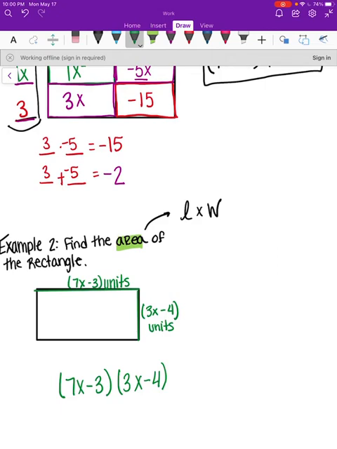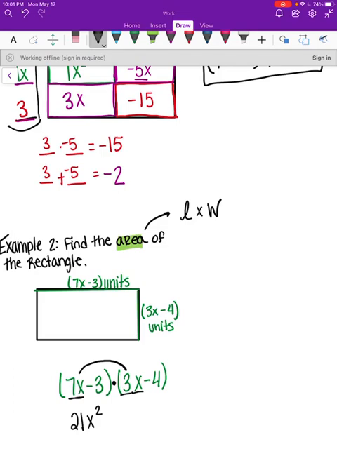And we're going to use the distributive property. It's also called FOIL. So how I'm going to do that is I'm going to take this 7x and I'm going to multiply it by everything in the other parenthesis. So 7x times 3x, we're multiplying, is 21x squared. 7 times 3 is 21. X times x is x squared.